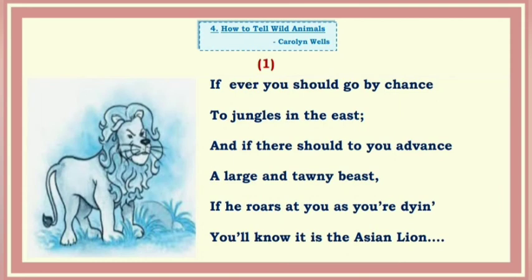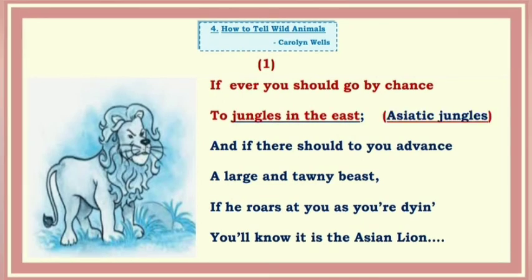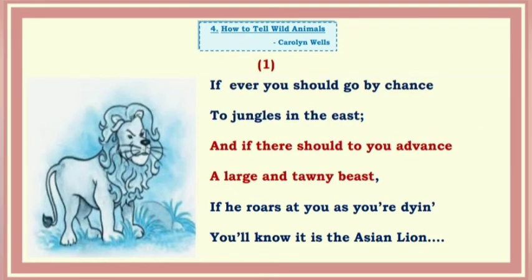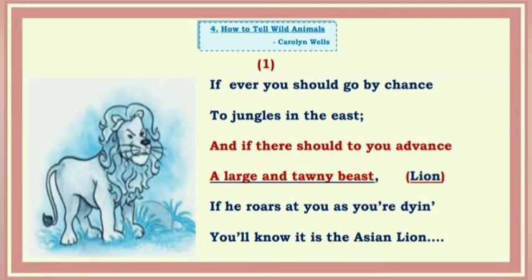First, have a look at this line in the poem. If ever you should go by chance to jungles in the east. Here the jungles in the east refer to the Asiatic jungles. Again in the line, and if there should to you advance a large and tawny beast. A large and tawny beast refers to the Asian lion. So, these are the examples of metonymy in the poem.